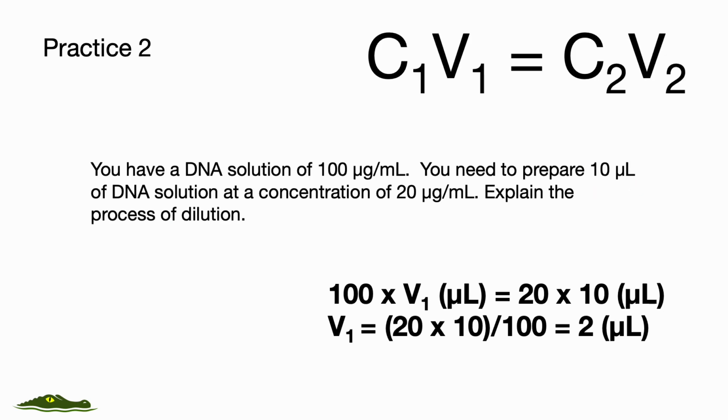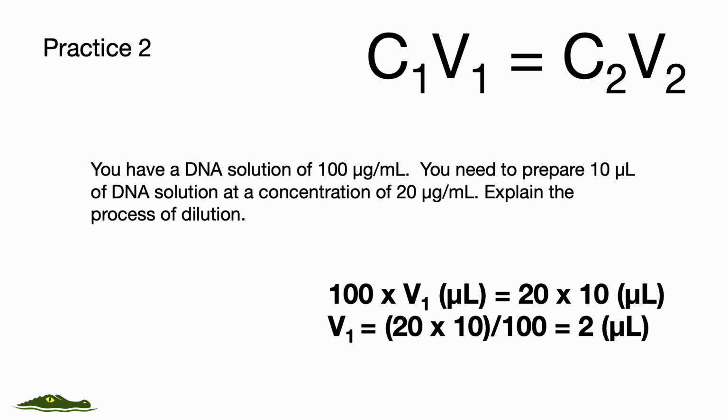Let's practice using a different question. This time, you have a DNA solution of 100 micrograms per milliliter. You need to prepare 10 microliters of DNA solution at a concentration of 20 micrograms per milliliter. Explain the process of dilution.